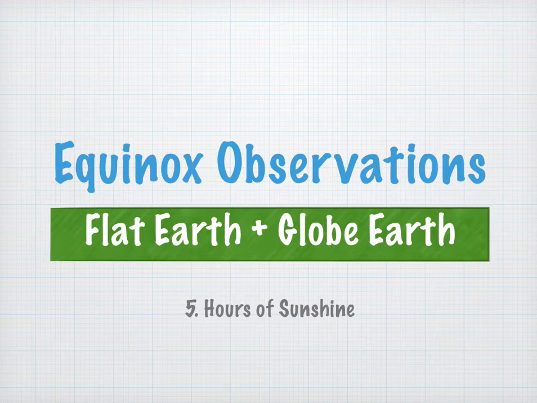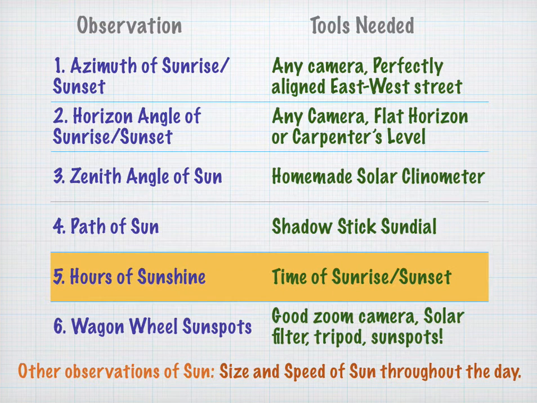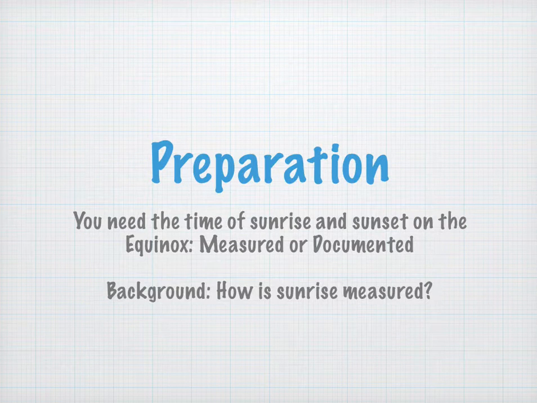Equinox Observations, Flat Earth and Globe Earth, Part 5, Hours of Sunshine. This is the 5th video of our 6-video series, and all we need is the time of sunrise and sunset. So in preparation, you'll need the time of sunrise and sunset on the equinox. Either measure it yourself or document it. Also, we'll have a little bit of background about how sunrise and sunset are actually measured.